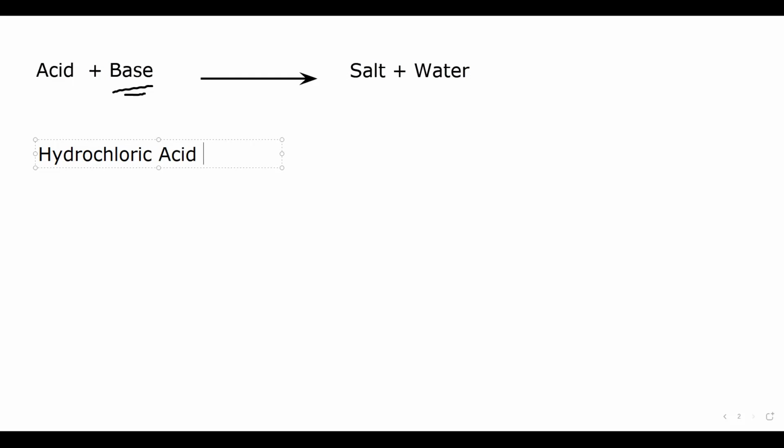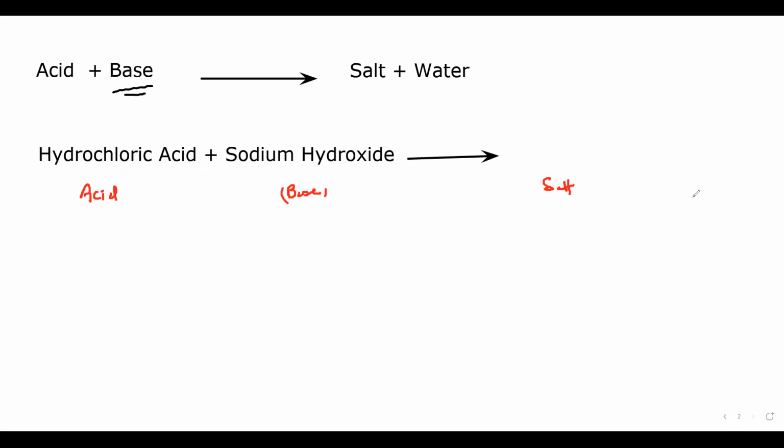And it is reacting with sodium hydroxide. So hydrochloric acid plus sodium hydroxide, what will be the product whenever acid reacts with the base? So hydrochloric acid, this is acid here, and sodium hydroxide is a base. So whenever acid reacts with the base, what does it result in? It results in the formation of salt and water.